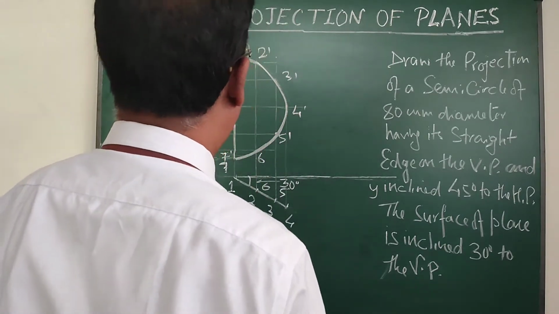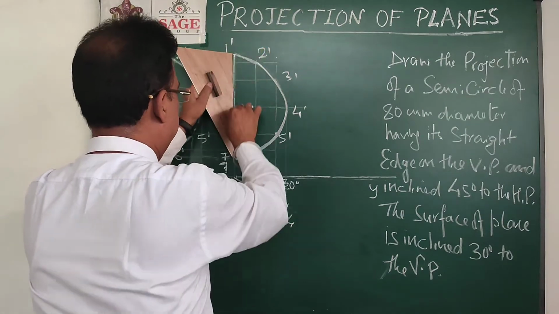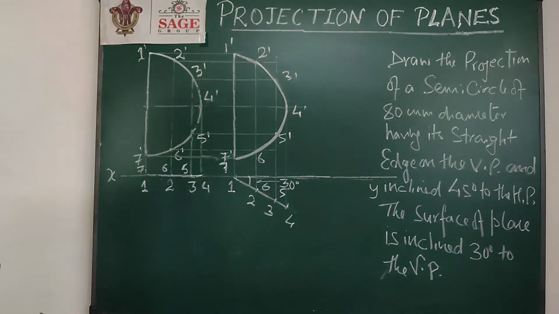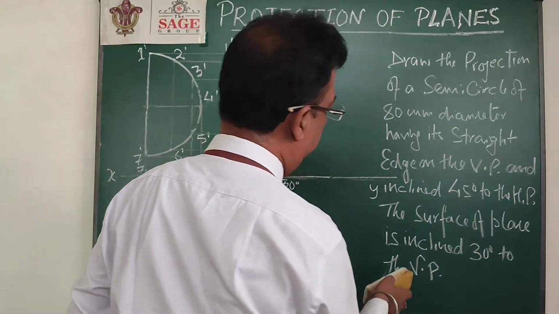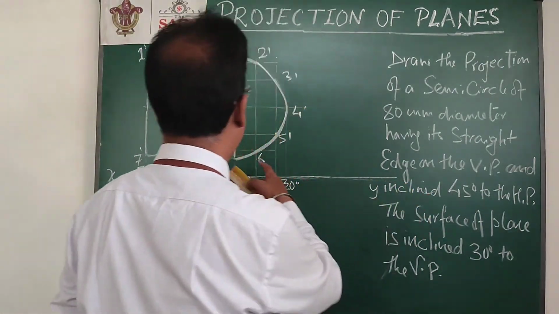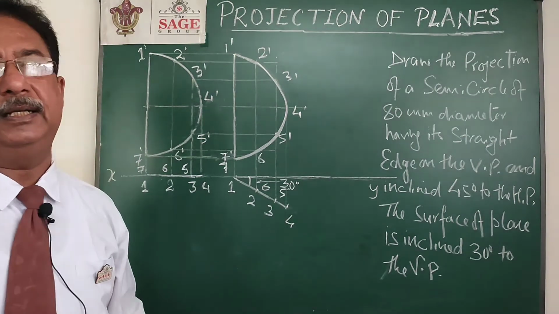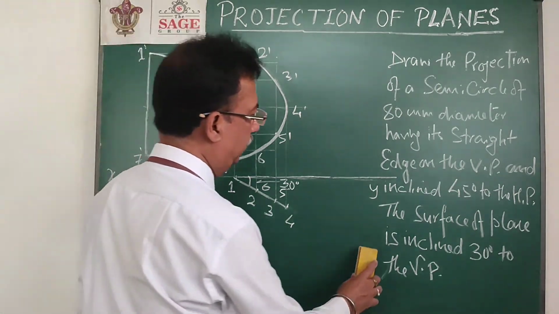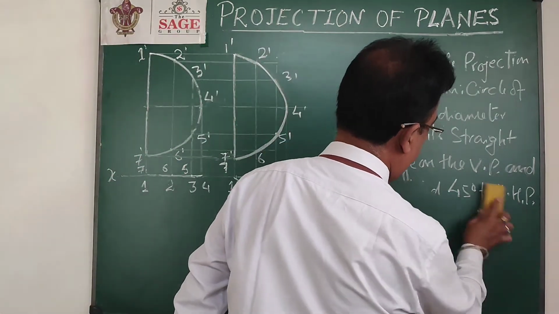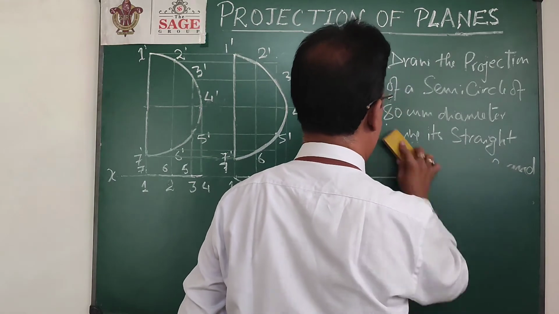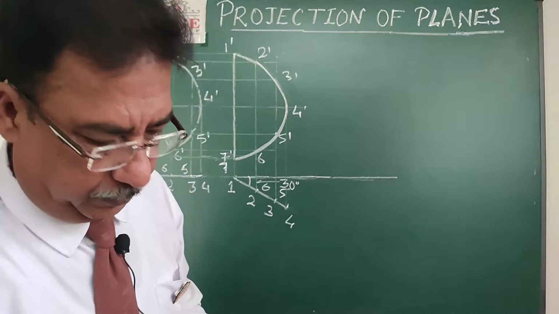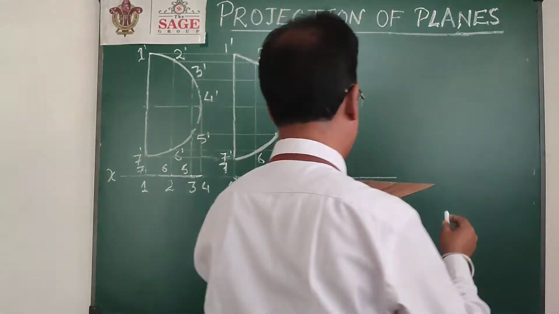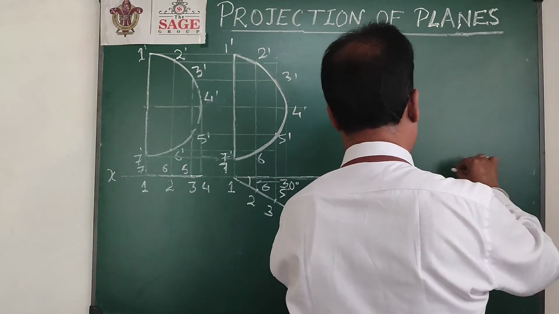So this is the front view of this semicircle when the surface will be inclined to VP. Now in the third stage, we are going to make this straight edge inclined at 45 degree to the HP. So in the third stage, I will make this figure in the front view, the straight edge inclined to HP by some angle, 45 degree, that is given in the problem.